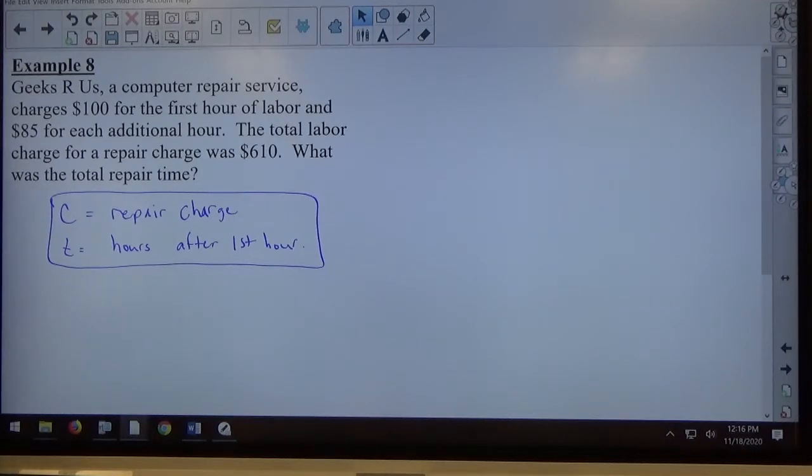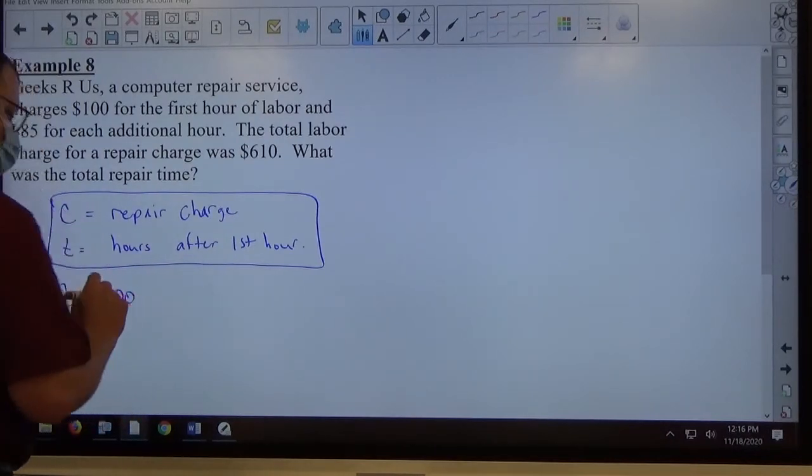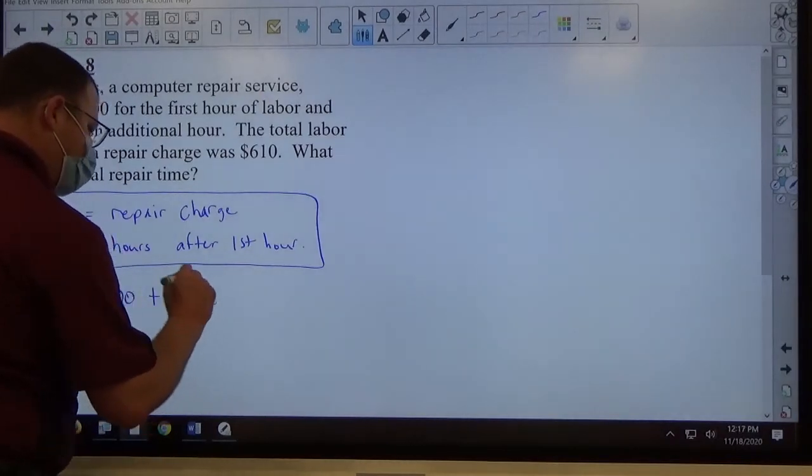Again, before I write an equation, I want to identify what the letters I'm going to use in the equation are so I can write a good equation with it. So, the repair charge is equal to $100 plus $85 for every hour after the first.